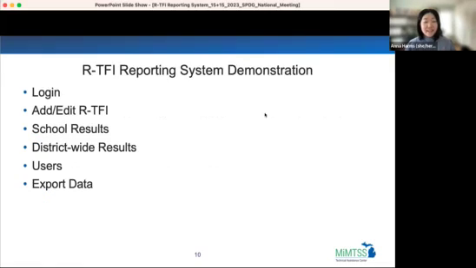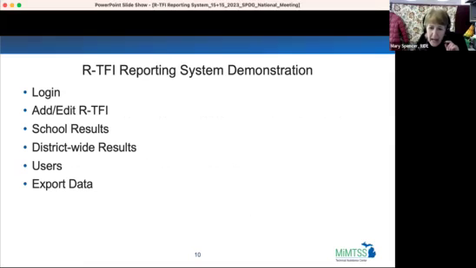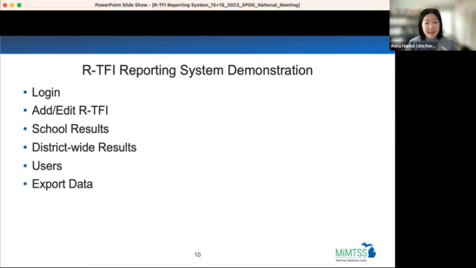Okay. So let's talk a little bit about what the RTFI reporting system does. I'm going to go into the system and do a little navigation for you on these areas. I'm going to show you where we log in, how simple it is to add and edit TFI scores, look at school results, look at district-wide results, see users, and export data.